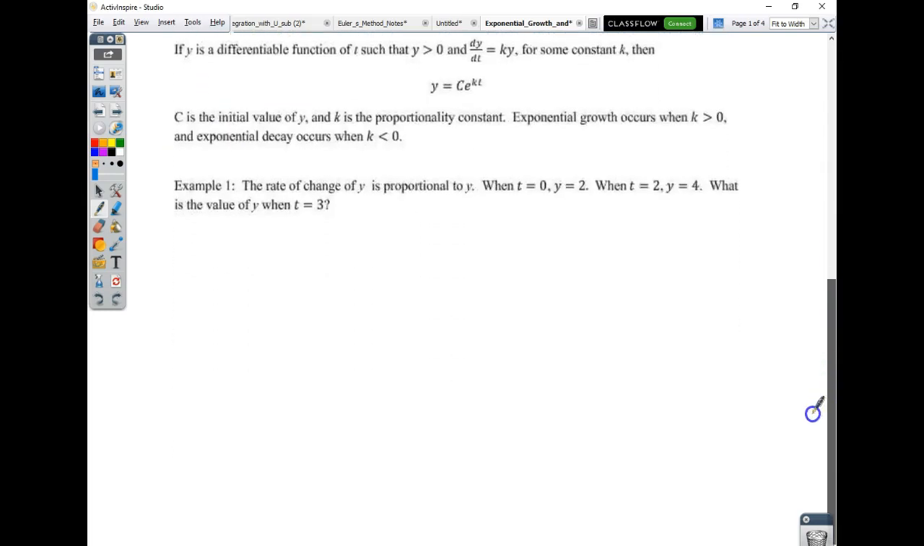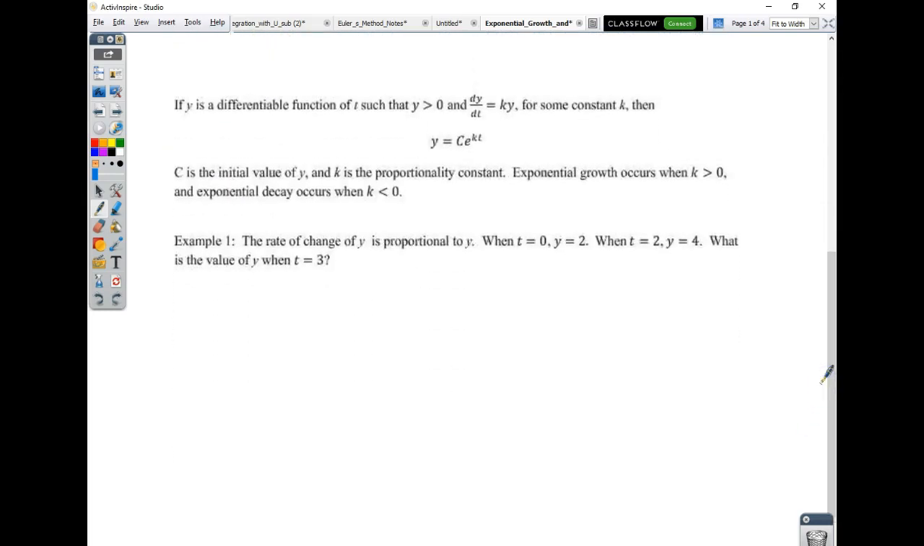So for those of you that forgot that conversation, it's already there. So let's look at our first example. We've got the rate of change of y is proportional to y. That's going to be your big ticket right there. As soon as you see the rate of change of something is proportional to itself, that's a pretty good sign that, hey, we've got exponential growth or decay.